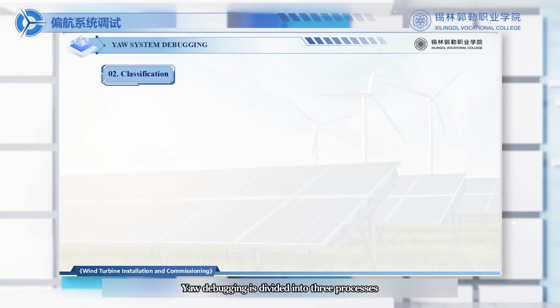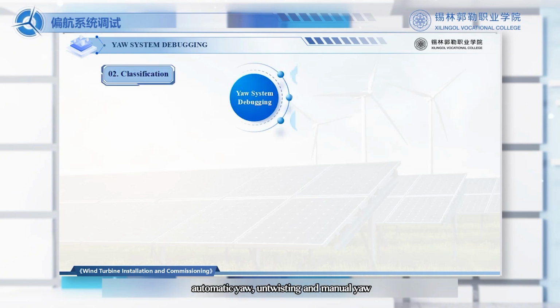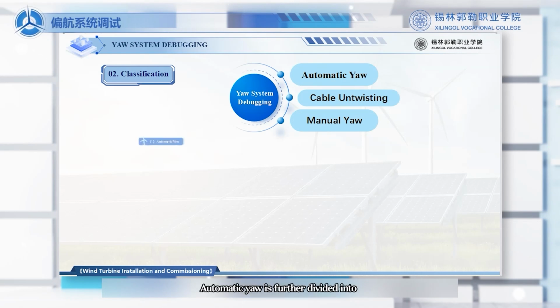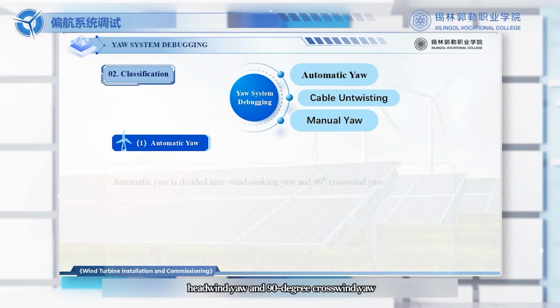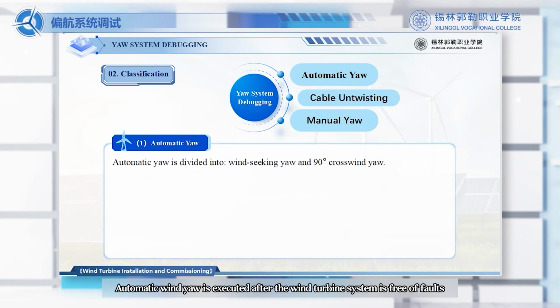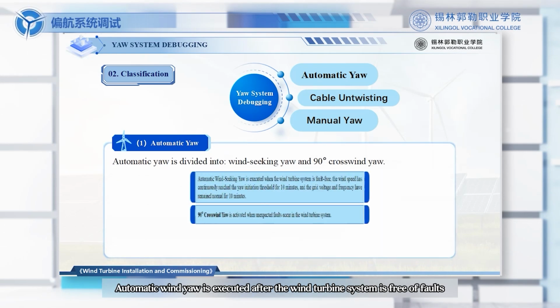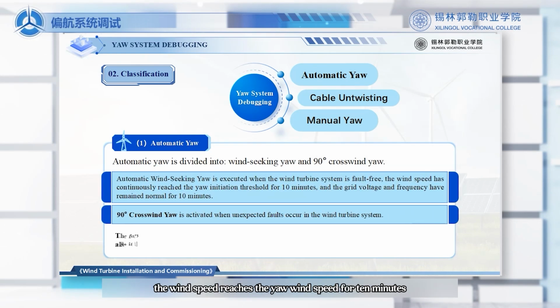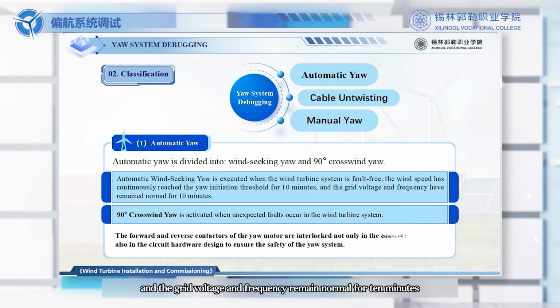Yaw debugging is divided into three processes: automatic yaw, untwisting, and manual yaw. Automatic yaw is further divided into headwind yaw and 90-degree crosswind yaw. Automatic wind yaw is executed after the wind turbine system is free of faults, the wind speed reaches the yaw wind speed for 10 minutes, and the grid voltage and frequency remain normal for 10 minutes.